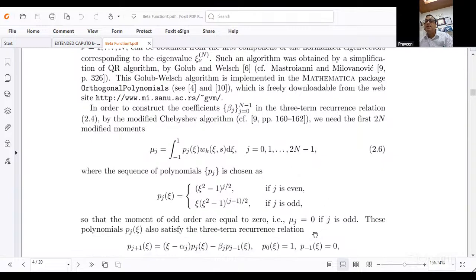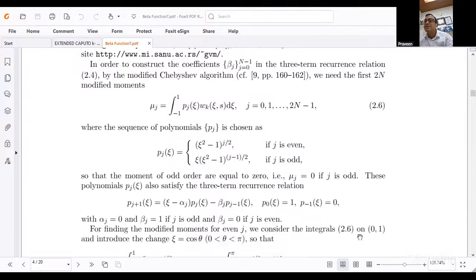That the moments of odd order are equal to 0, that means mu j equals 0 if j is odd. These polynomials p j of zeta also satisfy the three-term recurrence relation, which is given by this first relation, when alpha j equals 0, beta j equals 1 if j is odd, and beta j equals 0 if j is even.